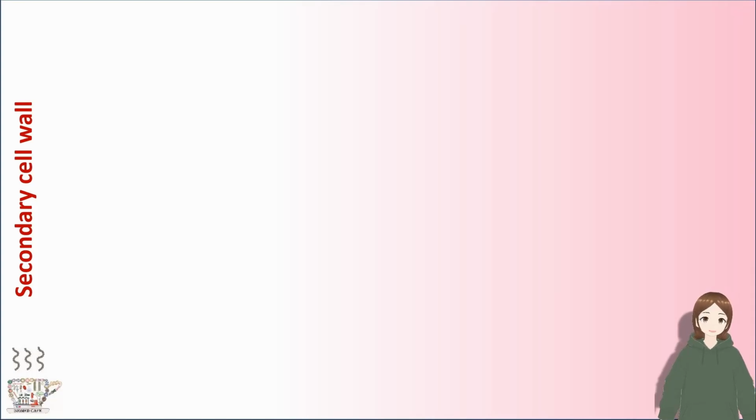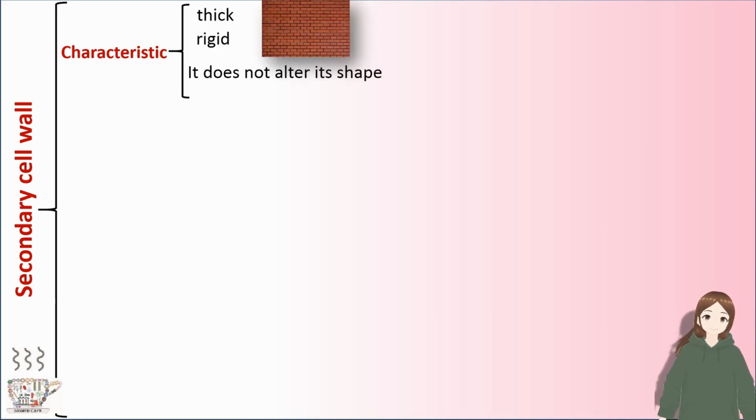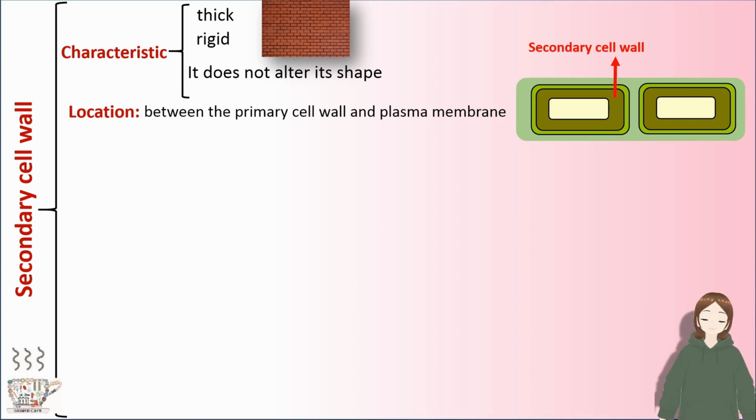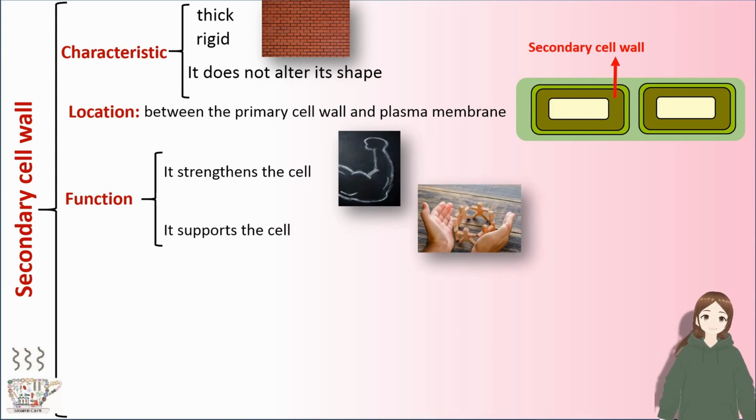Secondary cell wall. It's thick, rigid, and it does not alter its shape. It's located between the primary cell wall and plasma membrane. Function of secondary cell wall. It strengthens the cell and it supports the cell.